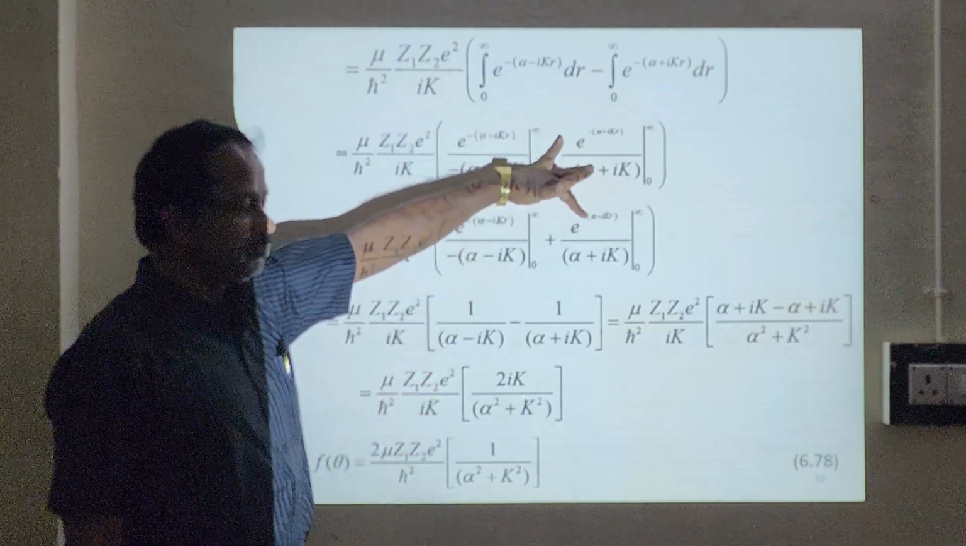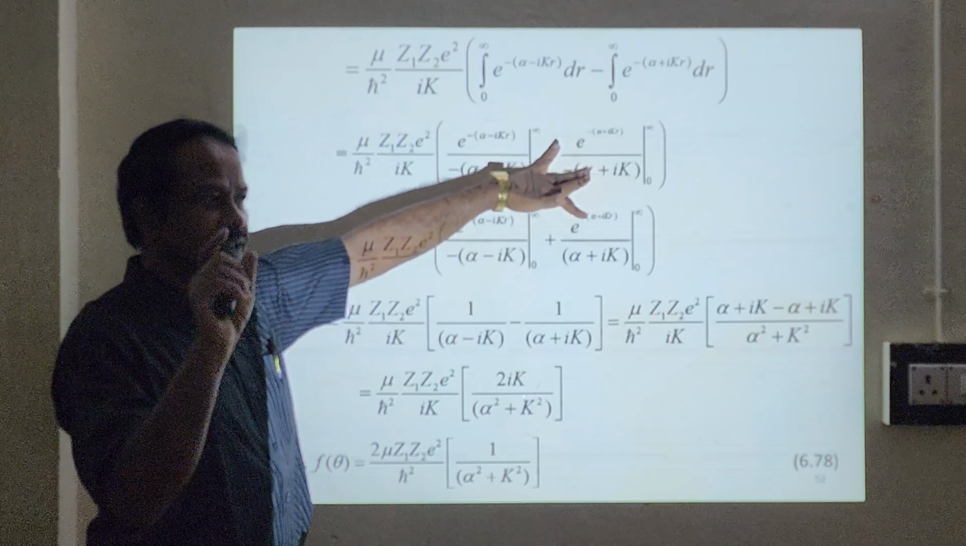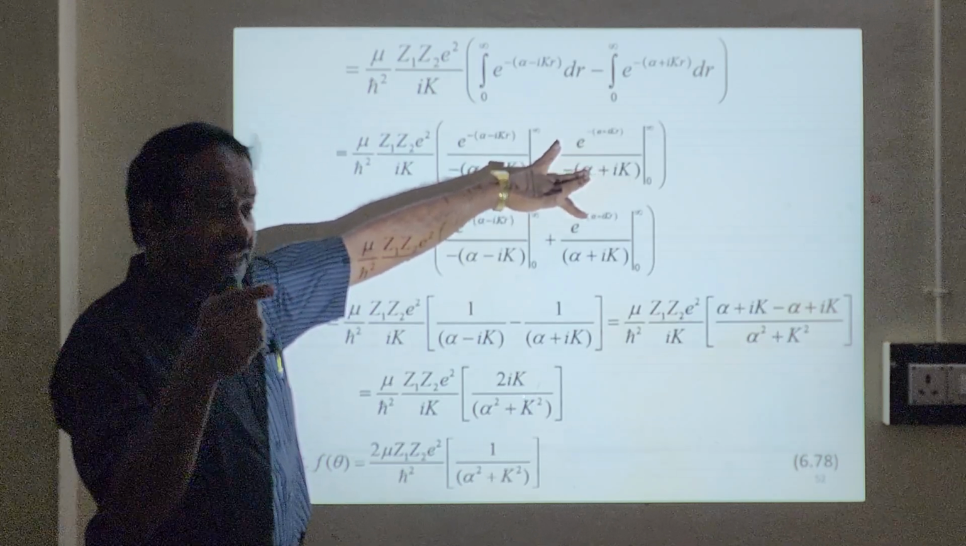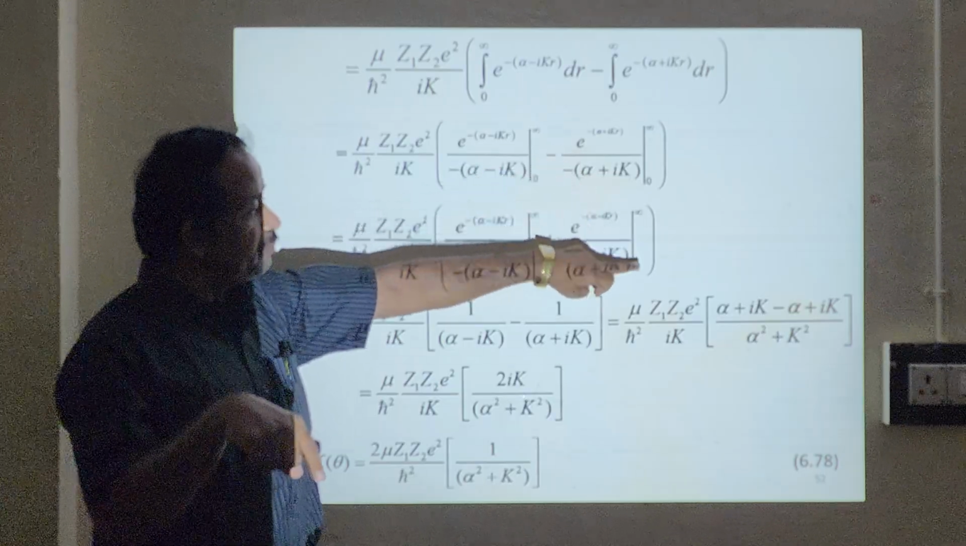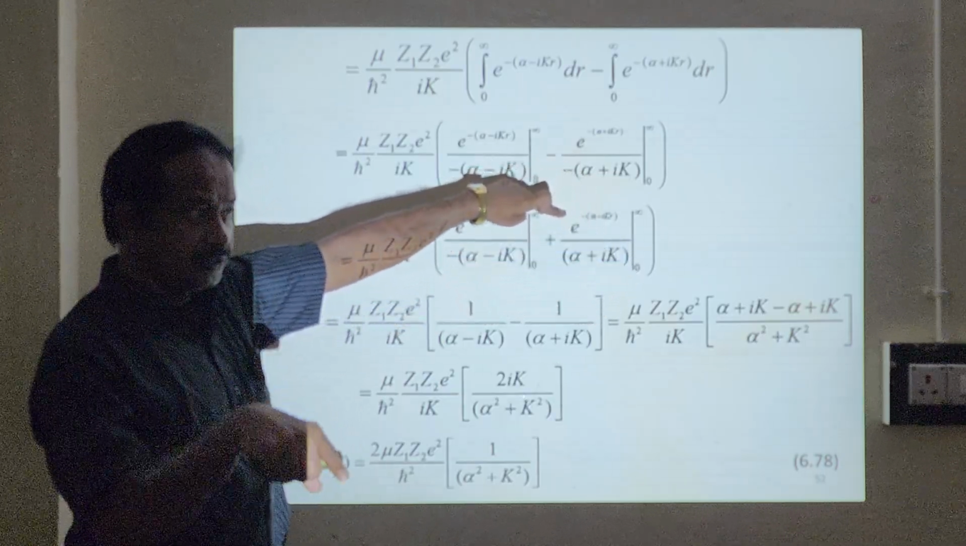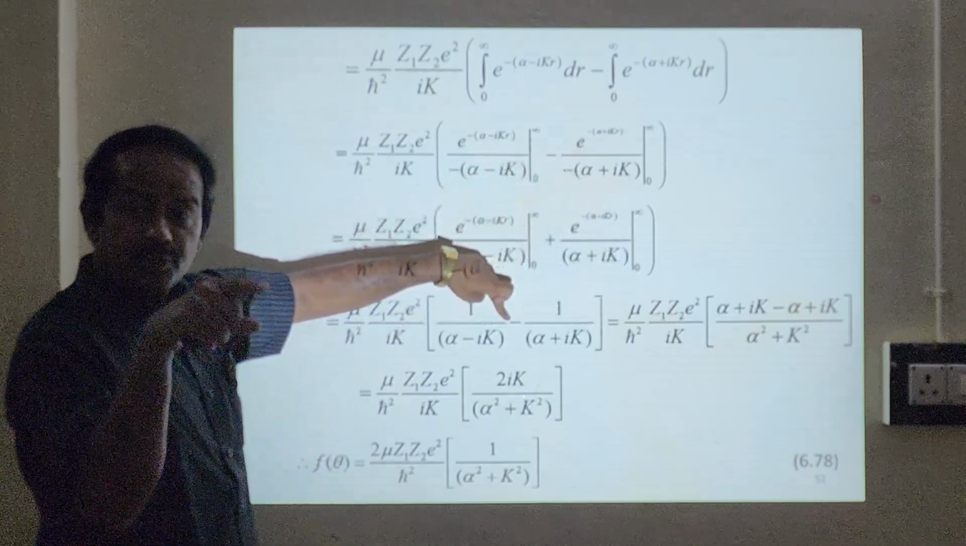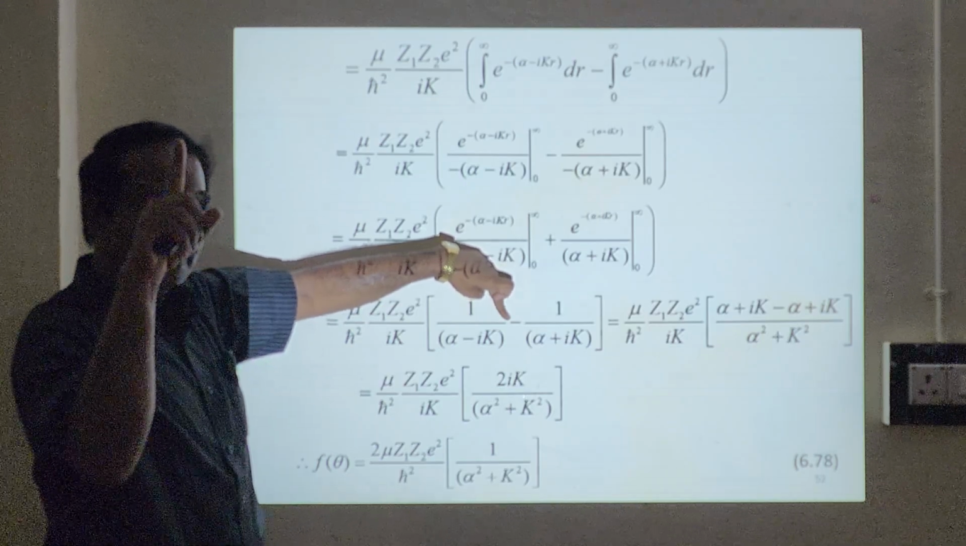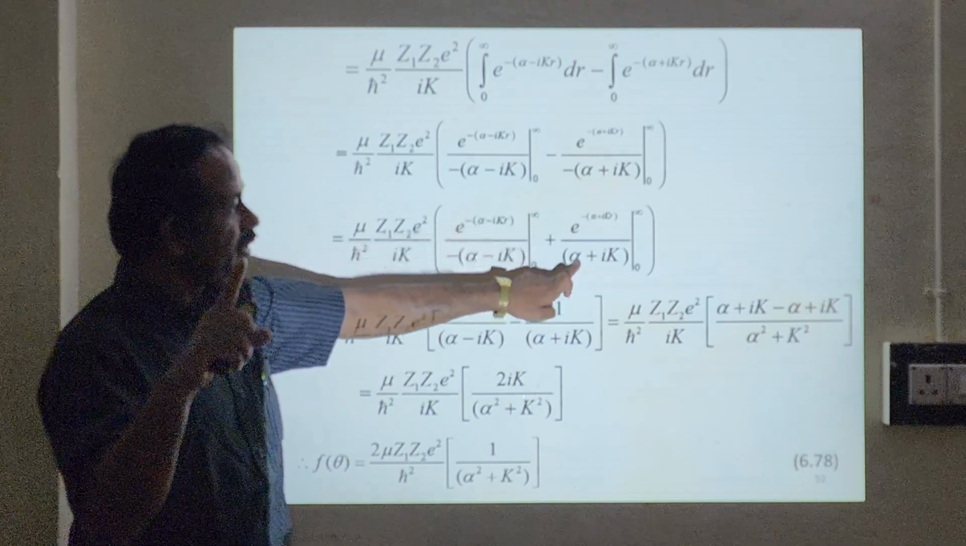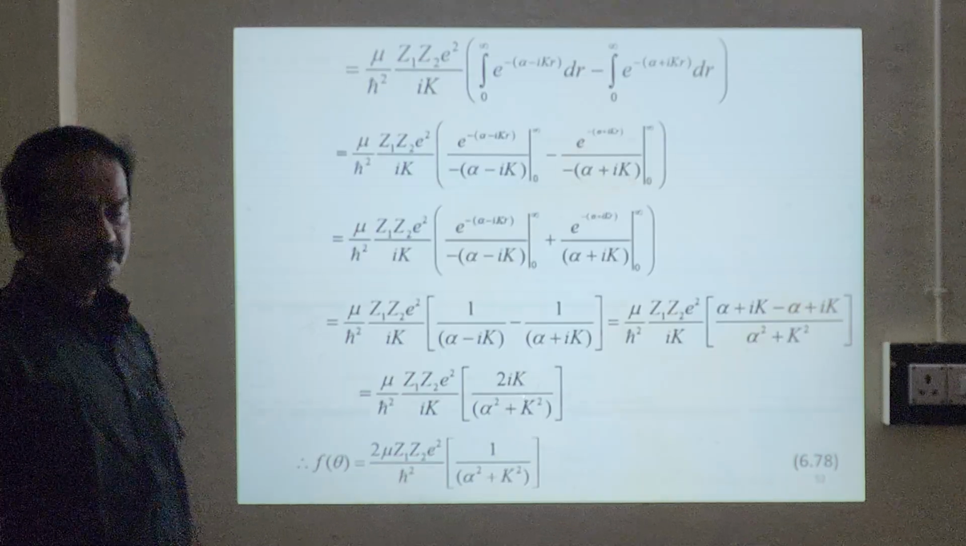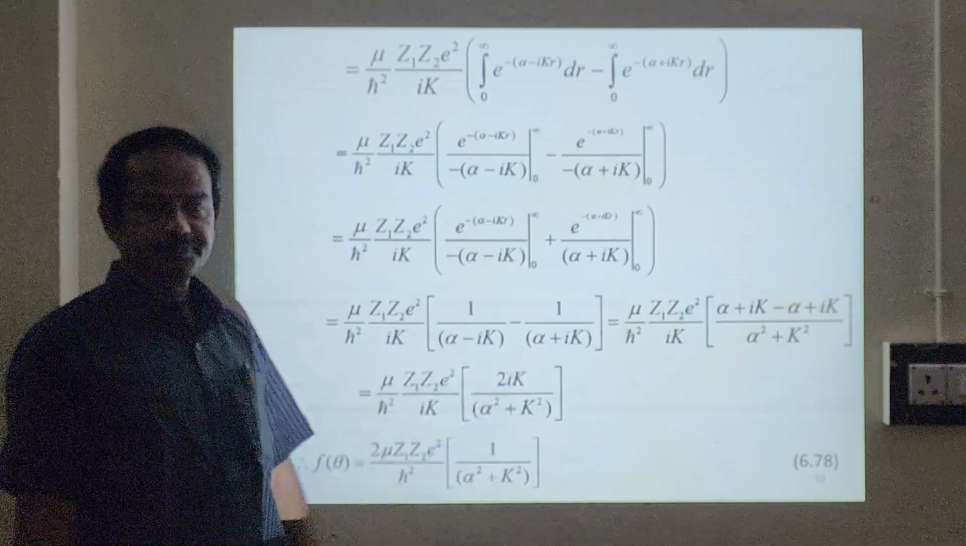For the second one, as usual, same argument: 1 by e power infinity, the answer will be 0. For the lower limit, that will be with a minus sign. So minus is here, e power minus 0, 1 by e power 0. The answer will be 1 divided by alpha plus ik. Is it okay? Now just take the LCM.